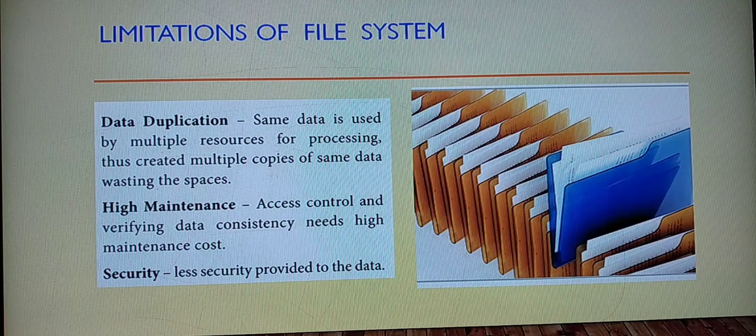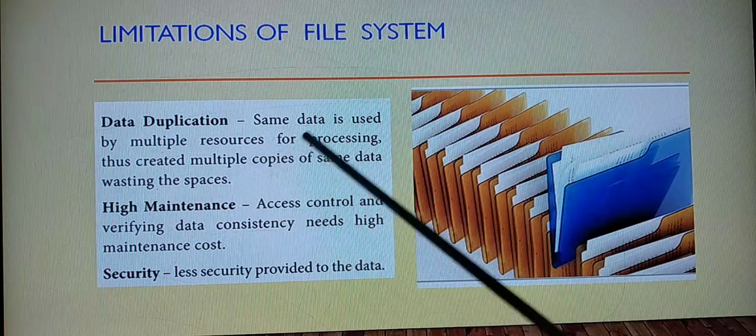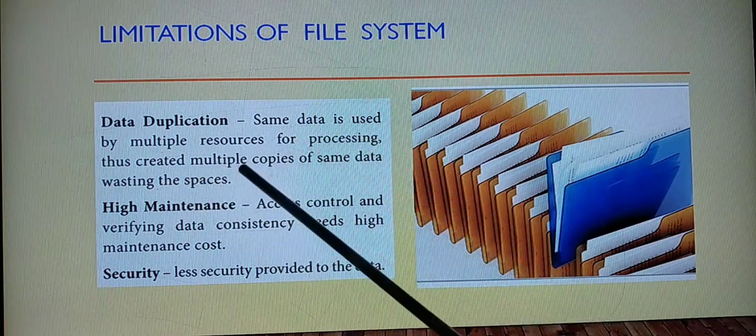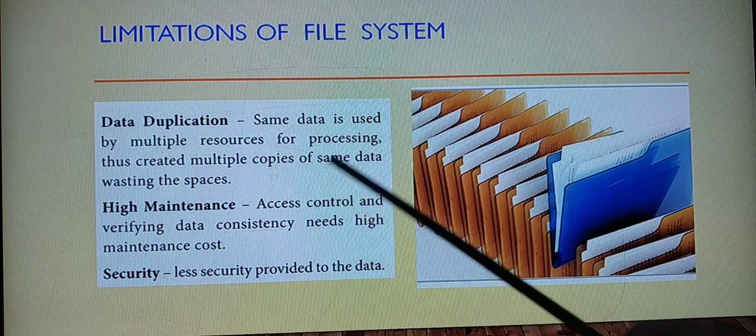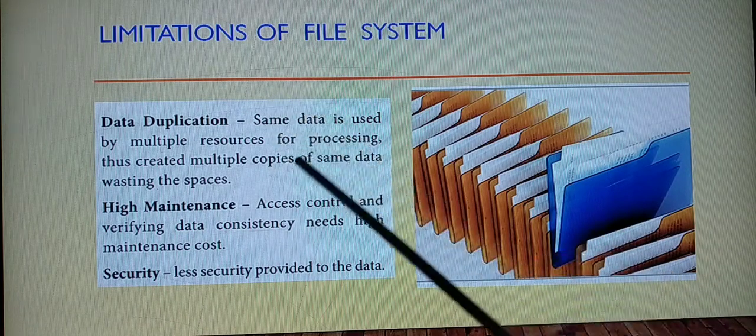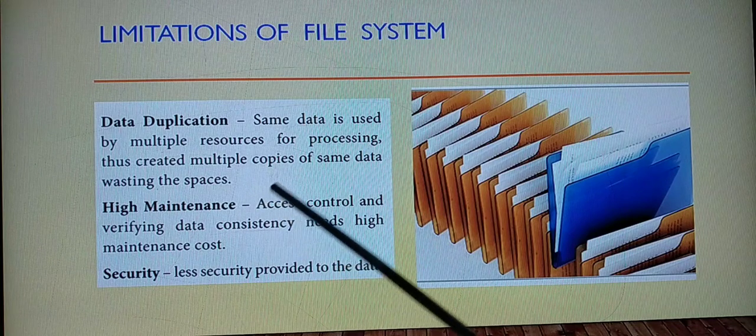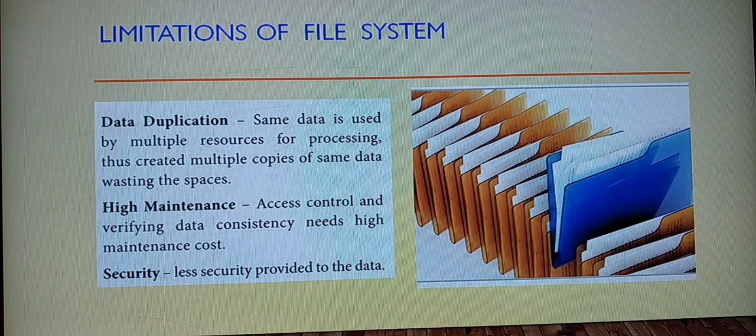See here, same data is used by multiple resources. Multiple resources means multiple persons. Why do they need to use the same data? For some processing. So for the purpose of processing, same data is used. Thus it is creating multiple copies of same data, and thus it brings wasting of the available spaces. So that is your first limitation.